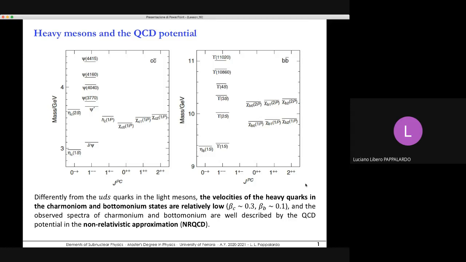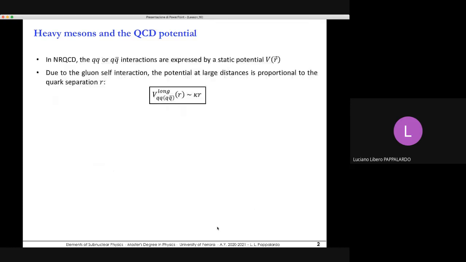And so the observed spectra that you see here can be well described by a QCD potential in the non-relativistic approximation. So in other words, since heavy quarks are moving relatively slow, a non-relativistic approach is justified and also quite accurate. And this is what we call the non-relativistic QCD approach. So in non-relativistic QCD, the quark-quark and quark-antiquark interactions are expressed by a static potential, okay, that you can actually put in your Schrödinger equation, the non-relativistic equation of motion.